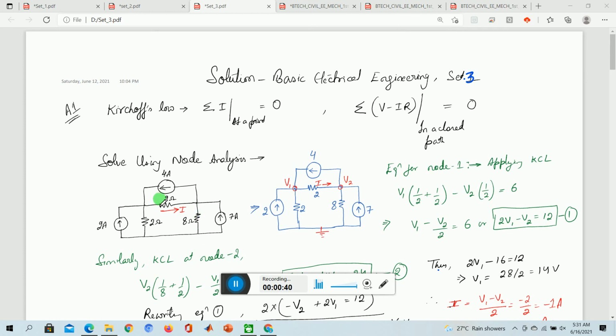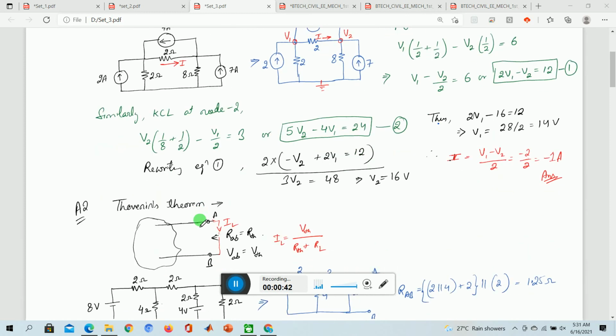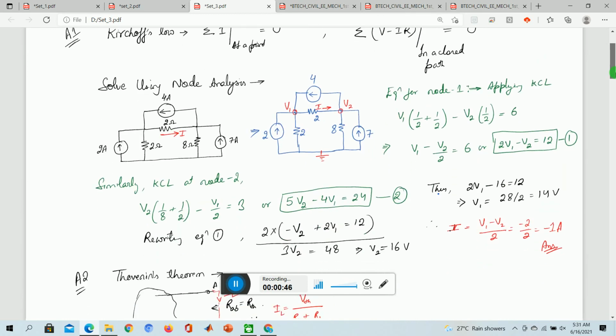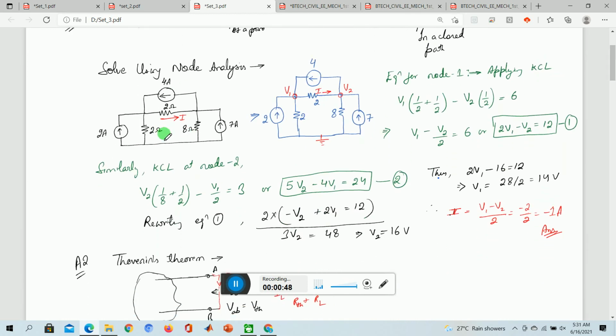Now next, this problem needs to be solved using node analysis. So here is our problem, and the question asked is to determine the value of the current I. When I redraw the circuit here, this node let us make V1, and another node let us define as V2. When we use node analysis, we have to apply KCL at node 1.